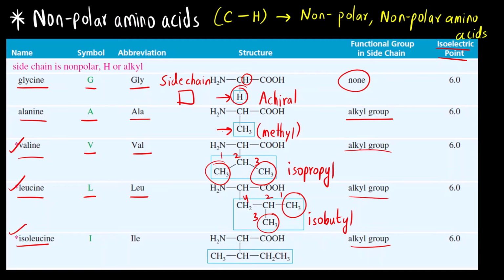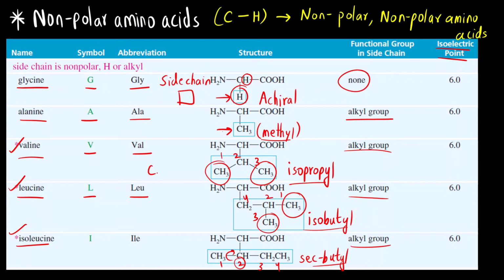Then there is isoleucine. Here you can see 1, 2, 3, 4, and at the second position there is a substituent. So this is called a secondary butyl group. Okay, so these names you can remember: isopropyl, isobutyl, secondary butyl and methyl. They can ask you the structure of the amino acids based on the names of these side chains. You can see all of them have CH bonds, that is non-polar. That is why they are non-polar amino acids.